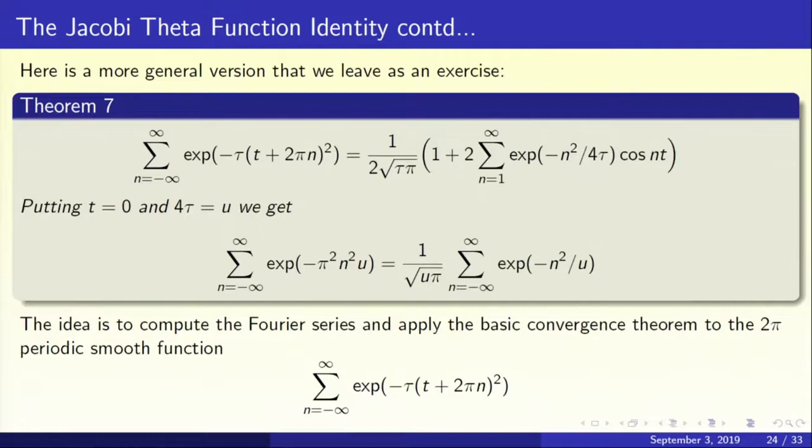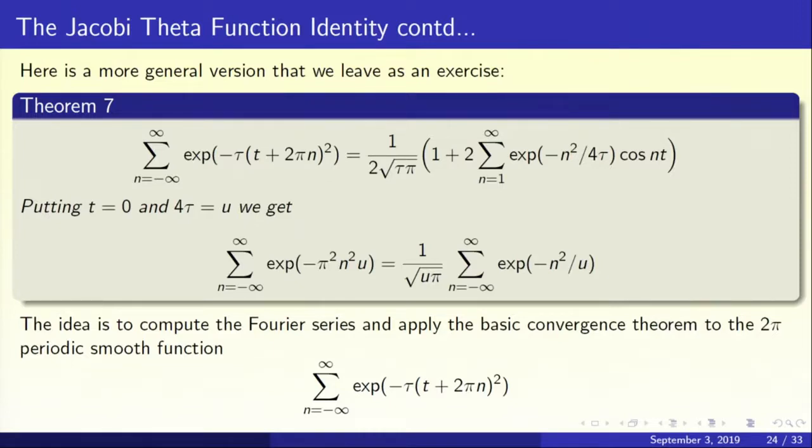Let us put in a parameter tau in the same calculation, repeat the same calculation all over again with this tau factor thrown in, and you get this theorem 7. What does it read? Summation n from minus infinity to infinity e to the power of minus tau into (t plus 2 pi n) the whole squared equals 1 upon 2 root tau pi into (1 plus twice summation n from 1 to infinity e to the power of minus n squared upon 4 tau cos nt).